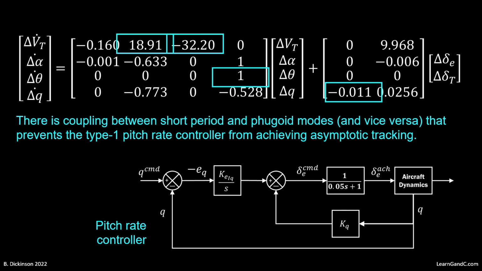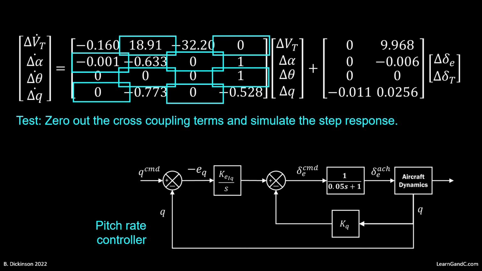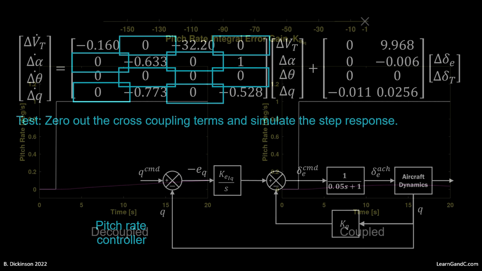So we conclude that the short period is excited through the elevator, and the phugoid is excited through the short period. That is, the short period is coupled to the phugoid mode in the A matrix. Let's decouple the modes and control the short period only. For this, we'll set the cross-coupling terms to 0. Now, the short period does not excite the phugoid mode and vice versa.